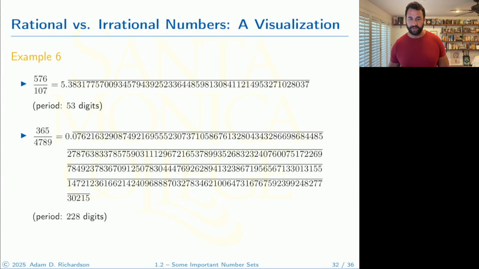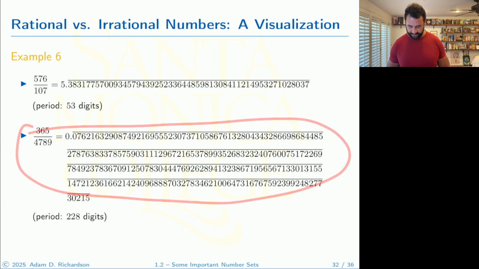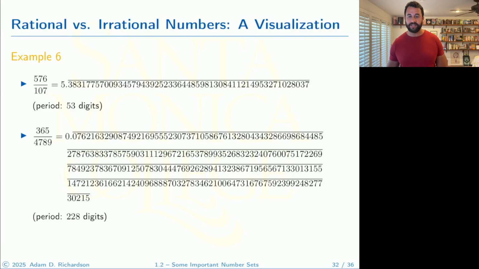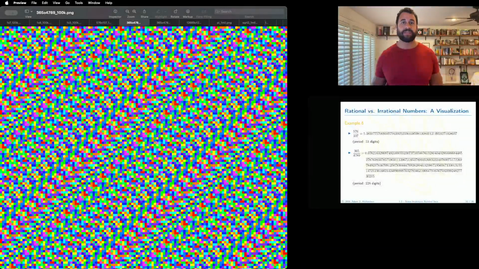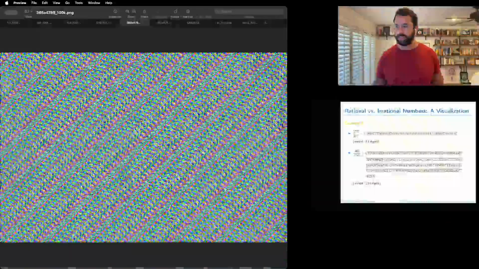Okay, let's do another one. Let's do 365 over 4789. So here's one where the period is 228 digits, but it's still a rational number. Let's take a look at it. So here's just 100,000 digits. But again, you see these swooping patterns, right? That's characteristic of rational numbers. Pretty cool stuff, huh?